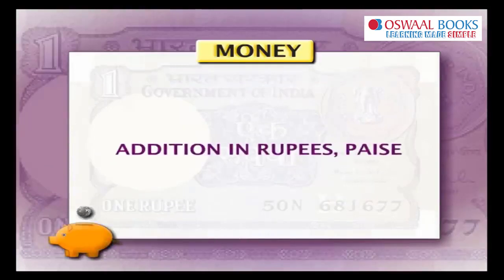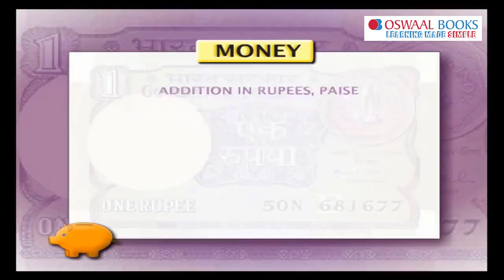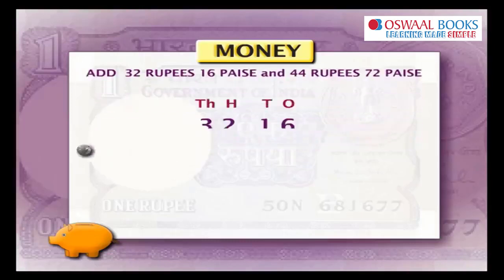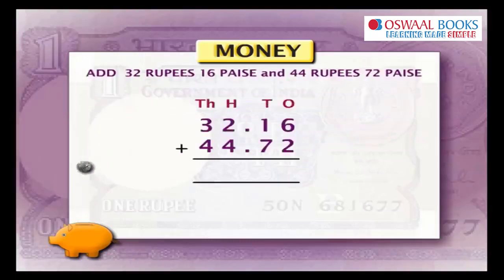Addition in rupees paise. Example 1. Add 32 rupees 16 paise and 44 rupees 72 paise. Arrange them in column. Do addition as we generally do the numbers. Add ones column first. 6 plus 2 is equal to 8. Write 8 below the ones column.